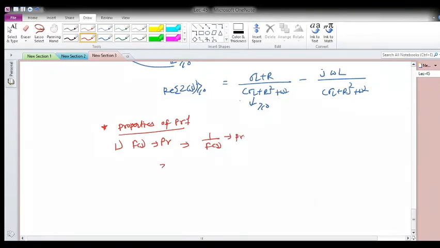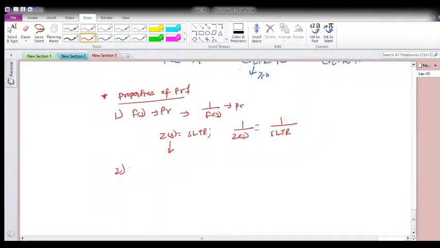Suppose I say Z(s) is sL + R, then what about 1/Z(s)? It will become 1/(sL + R). So here also we can say that the real part is also non-negative. It means that in circuit theory application, if the driving point impedance Z(s) is PR, then the driving point admittance is also PR. That's why if F is PR, then 1/F is also PR.